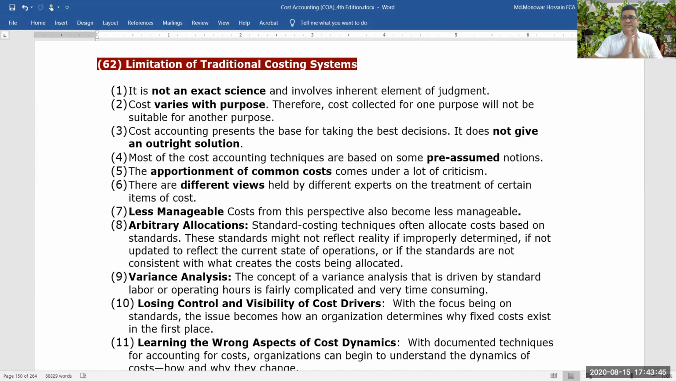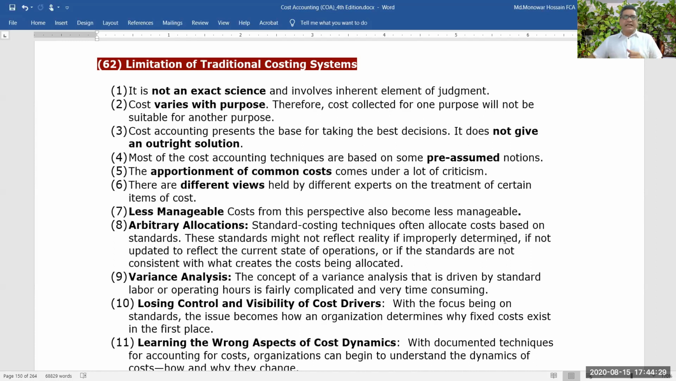It is not an exact science, this traditional system, and it does not give an outright solution. Most cost accounting techniques are based on some pre-assumed knowledge, and the apportionment of common cost comes under a lot of criticism. There are different views held by different experts on the treatment of certain items of cost, less manageable cost, and arbitrary allocation. Standard costing techniques allocate cost based on a standard, but sometimes it is not accurate or not the effective way to allocate.